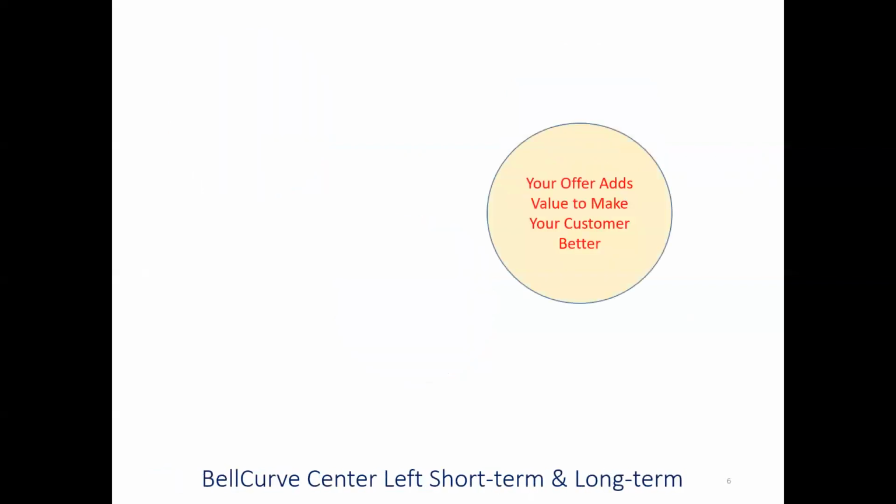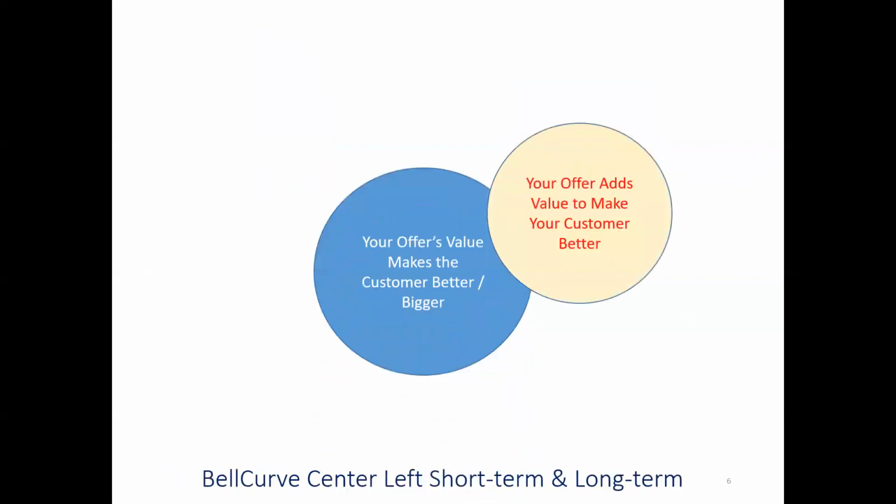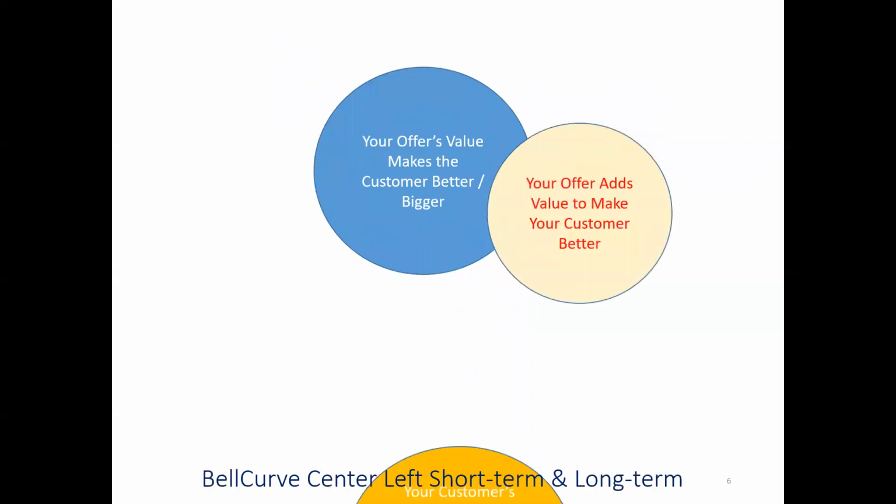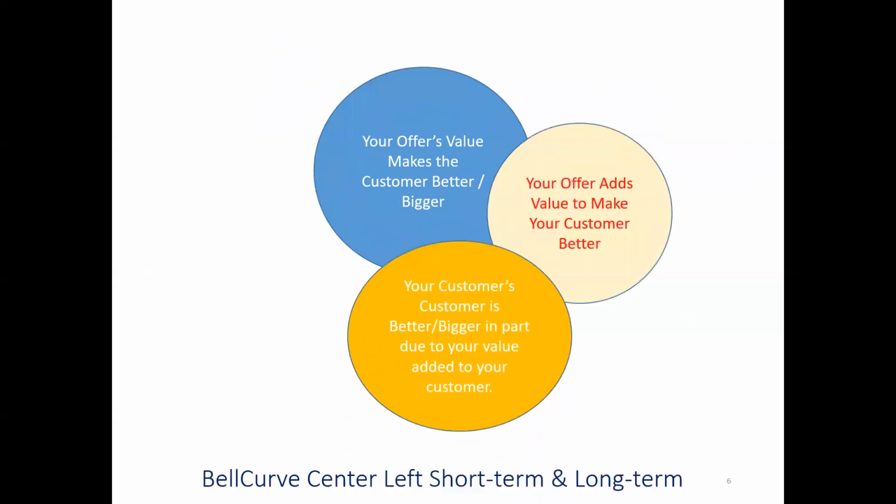Now, if you decide you're going to play center left of the bell curve, the game changes. The things you offer your customer actually add value to your customer, and your customer is better off. They're safer, they're more profitable, they sell more, they have less risk, they have higher quality, they have more customers. Some absolute measurable factor is better. Your value that you gave to your customer makes your customer better or bigger or something like that.